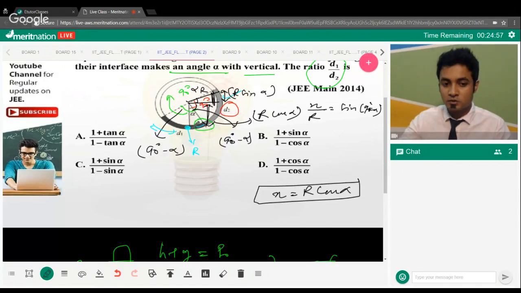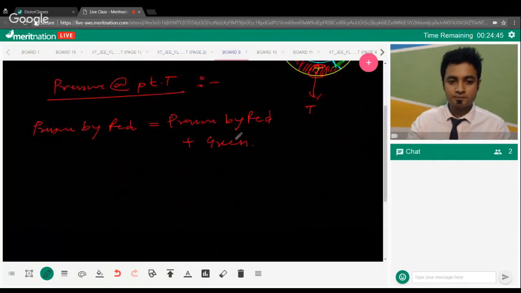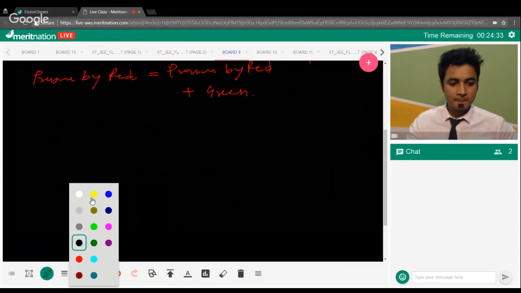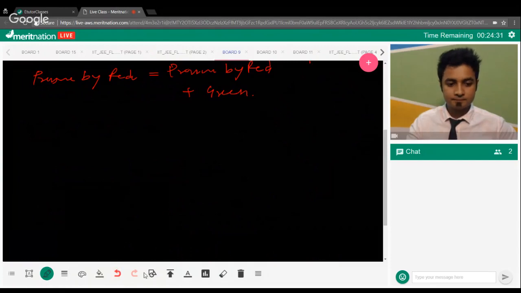What about this particular height, this small height, how would you figure it out? Okay, I am just taking it on another board, because the figure is pretty difficult to understand, there are a lot of things. Just a moment, guys.